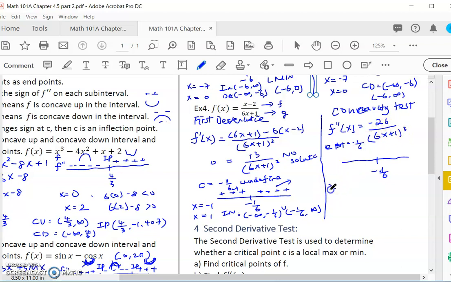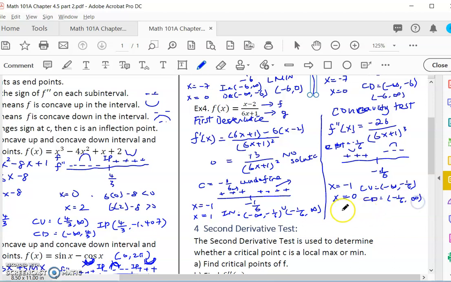So testing x equal to negative 1: I have negative in the denominator and negative in the numerator, so that's positive. When I have x equal to, let's say, 0, I have positive and a negative, so this is negative. Concave up, concave down. Oh, I do have an IP. Okay. So I would say concave up from negative infinity to negative 1/6, and concave down from negative 1/6 to infinity.